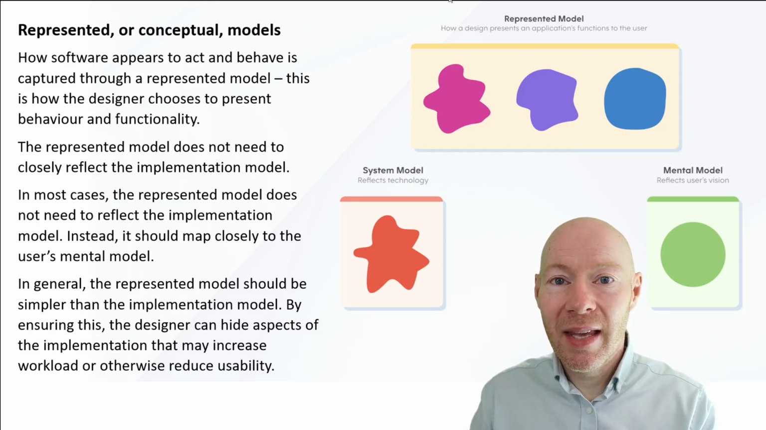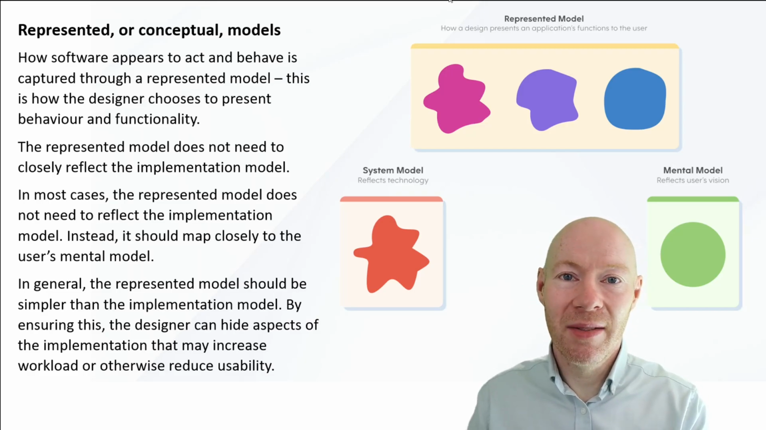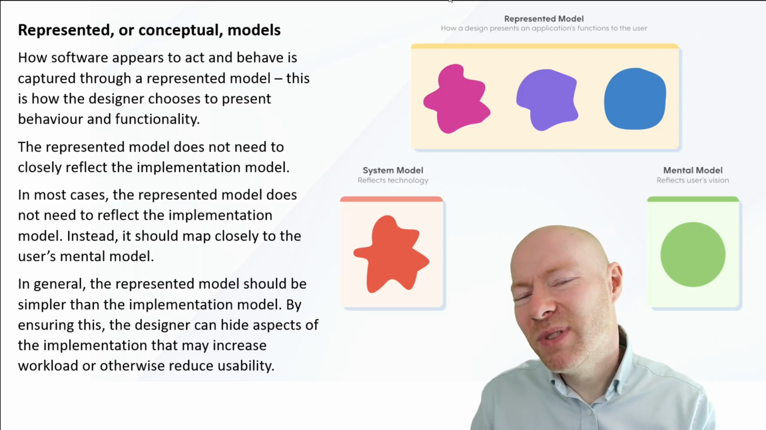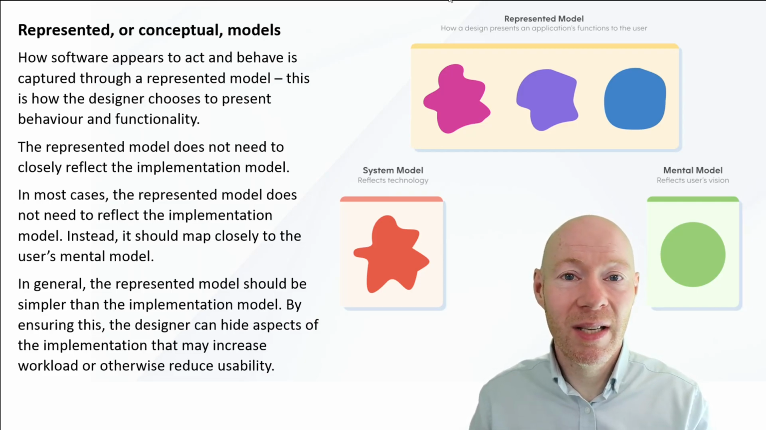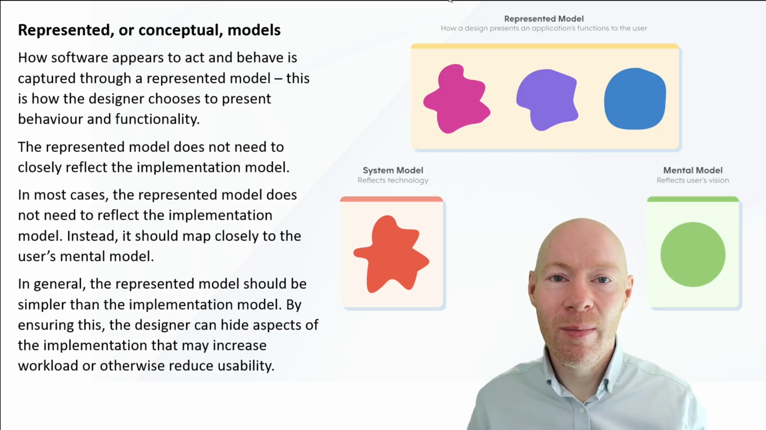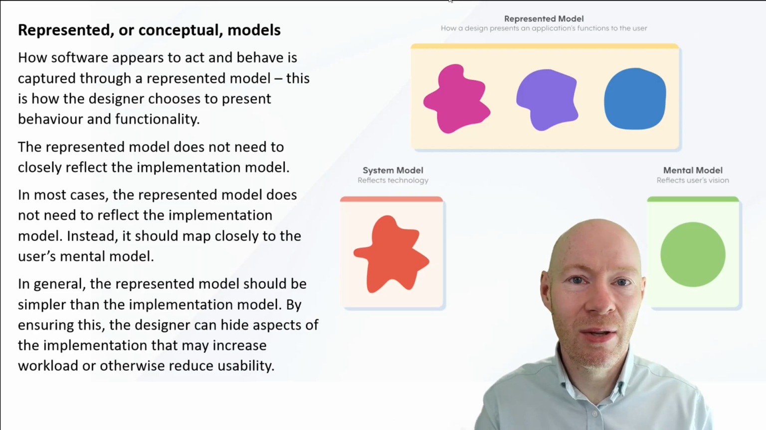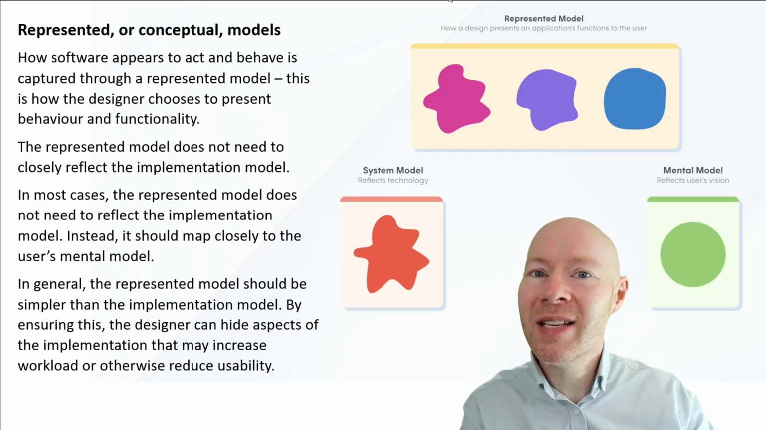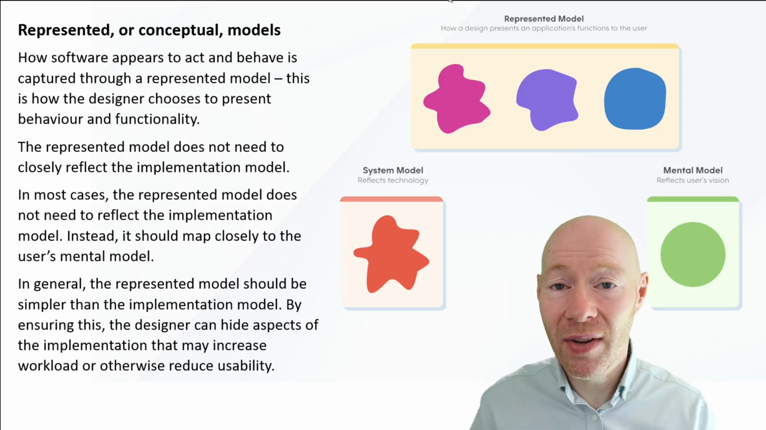Really important that the represented model is the one that maps onto the user's mental model, because that means then that they'll be able to use it quite easily and quite straightforwardly. Typically, generally as well, it's good that the represented model is more simple than the implementation model. Generally, we want to do this. We may implement it in a particular way, but any part of the implementation that doesn't align with the user's mental model, we want to hide. We want to make it invisible from the user's point of view. We almost want to design it out of the interface.